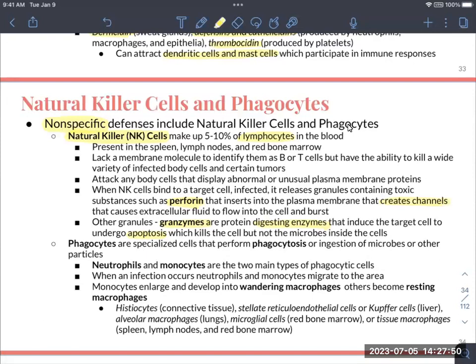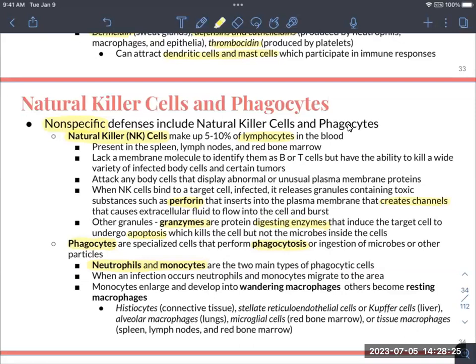Then those phagocytes. Phagocytes are also nonspecific because they just come in and they perform that phagocytosis. So they come in and ingest or eat those specific microbes. Those are those neutrophils, those monocytes. They're the two that can phagocytize. So when an infection happens, these cells can migrate out of the bloodstream. That's that emigration.